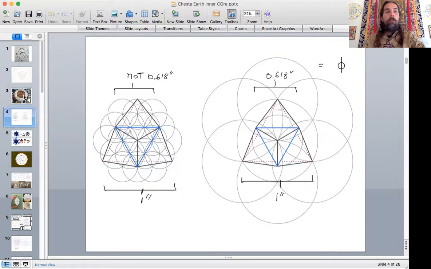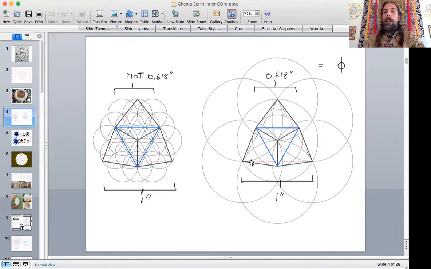So, when Frank put this one back in here, this was one of my first slideshows back on the Chestahedron, the golden Chestahedron video. I decided to put the Chestahedron into the flower of life just to see what would happen. Because in his book, he does have a picture that shows how the Chestahedron could be drawn in the flower of life.